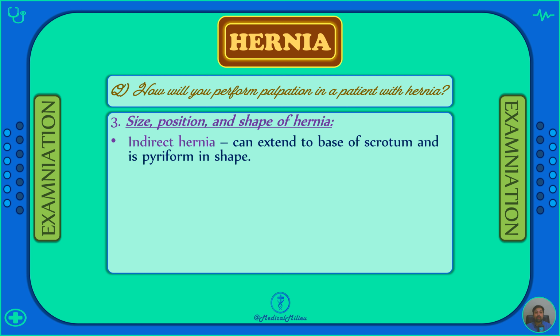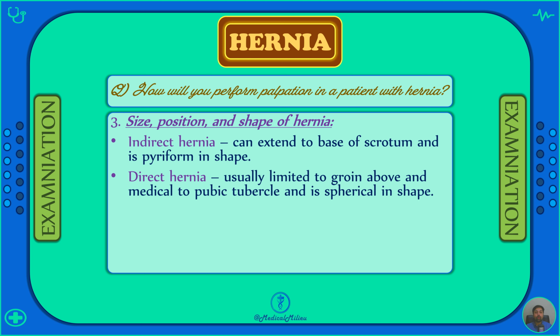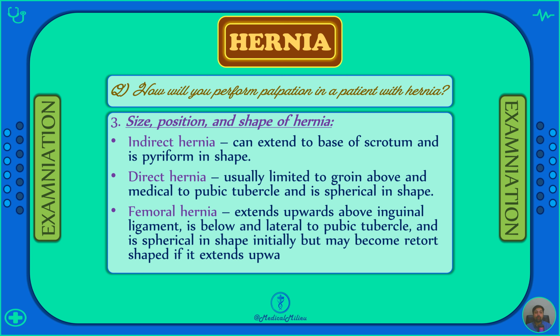An indirect hernia can extend to base of the scrotum and is pyriform in shape. A direct hernia is usually limited to the groin, above and medial to the pubic tubercle and is spherical in shape. A femoral hernia extends upwards above the inguinal ligament, is below and lateral to the pubic tubercle initially and is spherical in shape but might become a retort shape if it extends upwards.